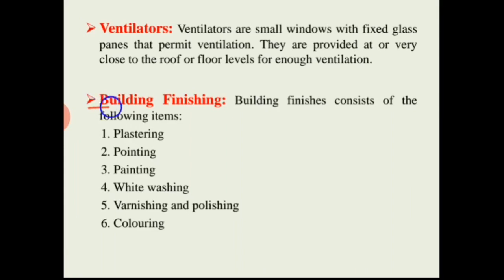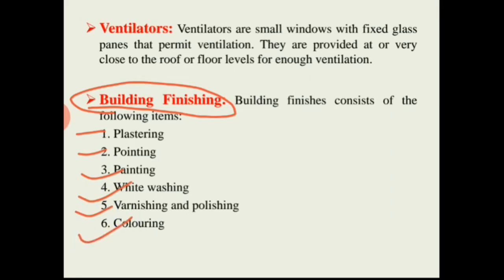Now next is building finishing. Building finishings are used to give protective covering to various building components, and at the same time they provide a decorative effect. The building finishing consists of the following items. First is plastering, second is pointing, third painting, whitewashing, varnishing and polishing. Next is coloring and distempering.